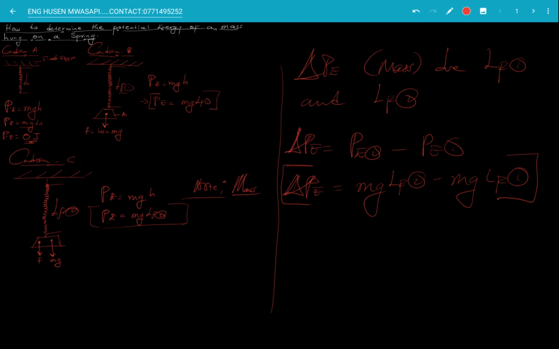This equation gives us a change in potential energy of the mass that has been hung on a spring. Now, this is basically easily understood if we consider different examples that relate to this nature. So let's look at the examples that we might come across under this condition. But be mindful that the potential energy is the energy that the body will have due to its position. Let's look at an example.